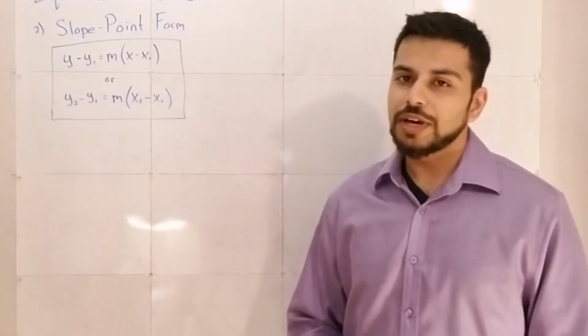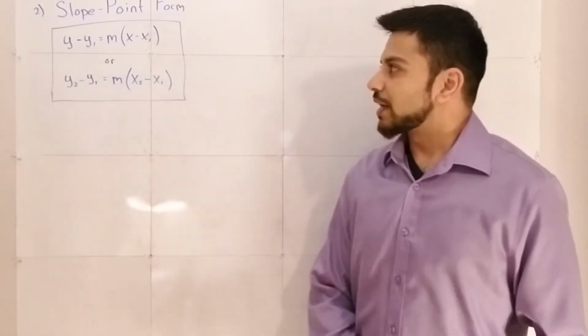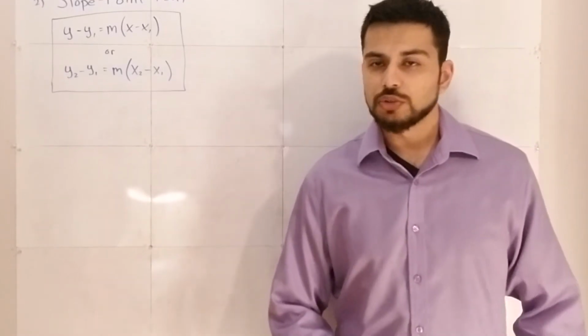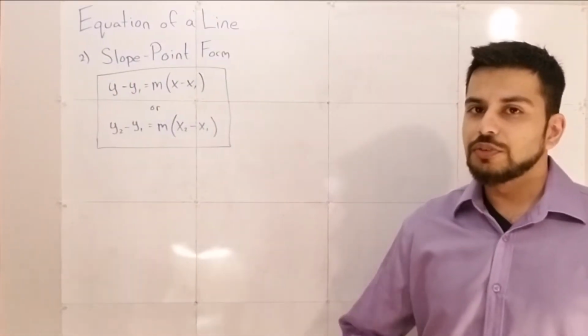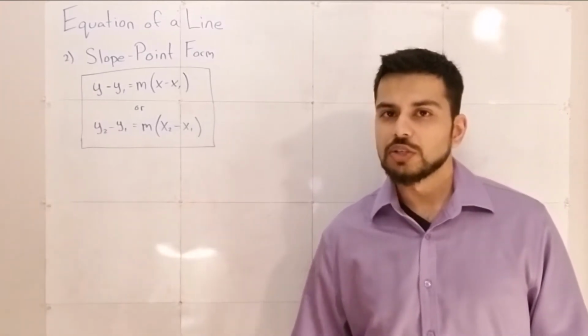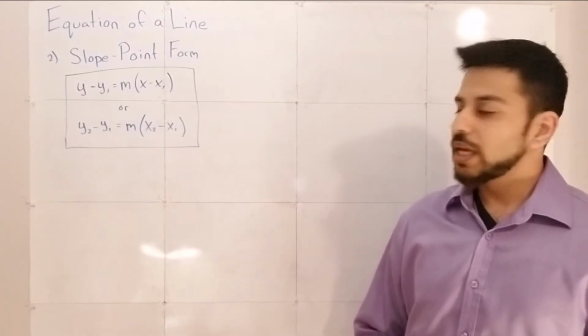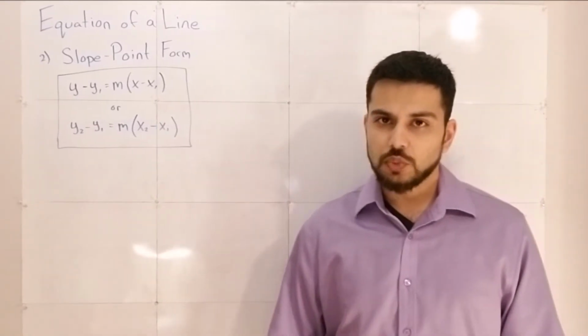It's going to be y minus y1 is equal to m times, open your brackets, x minus x1, close your brackets. The other way that you can write it, if you're used to writing it using our slope formula, y2 minus y1, etc., is y2 minus y1 equals m times x2 minus x1.